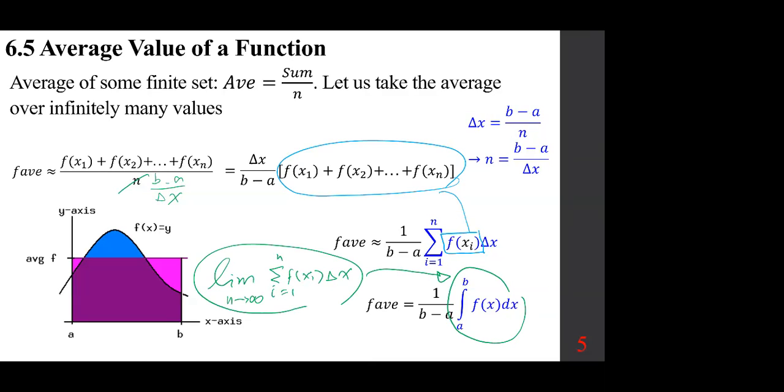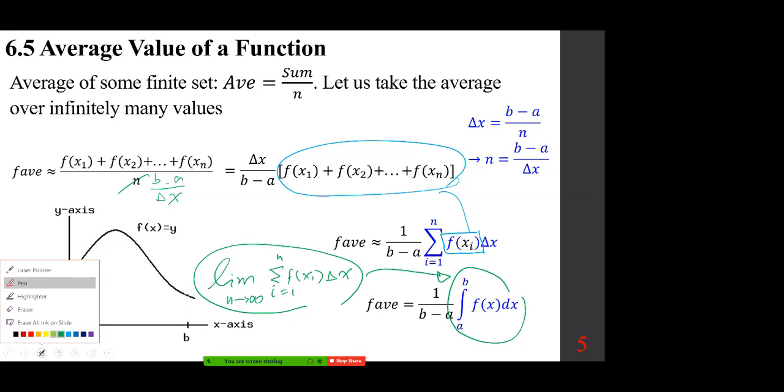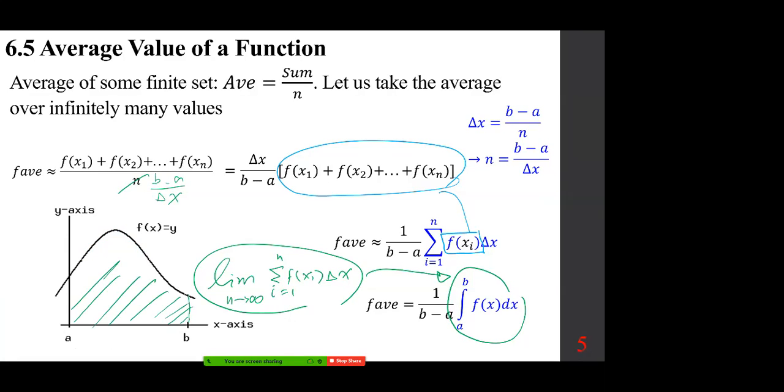So it looks like this. And what it means in essence, class, is the following. If I want the area under the curve, if I want this area, I can find a rectangle with the width b minus a with some height such that the area under the curve becomes equal to that. That is the average of the function.